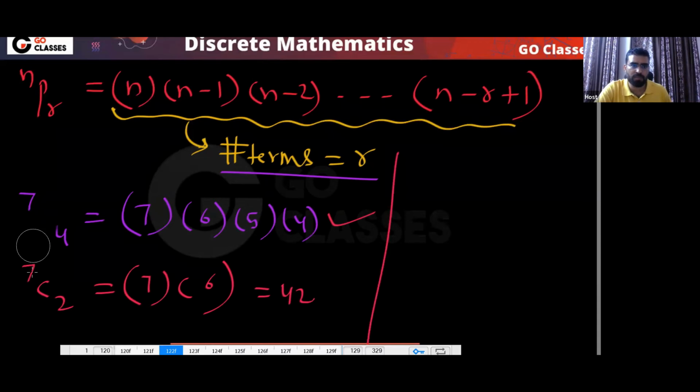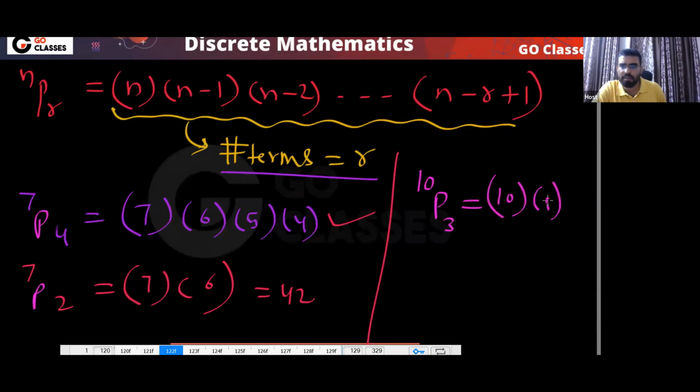Sorry, I'm talking about P. For example, if I have 10P3, then what do I need to do? Tell me. 10, 9, 8, only 3 terms, because the number of terms is r. So this will be your answer for 10P3.